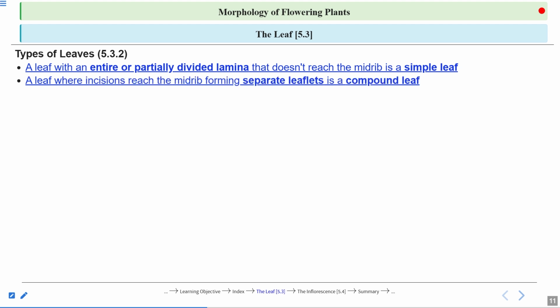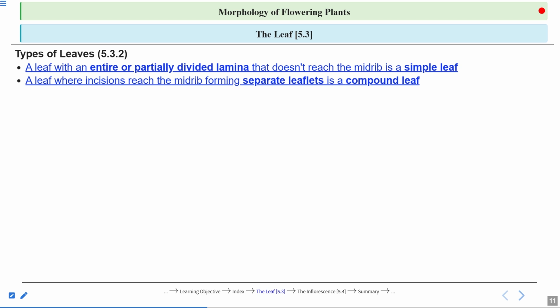Now, what is a compound leaf? A leaf where incisions reach the midrib, forming separate leaflets, is known as a compound leaf. So in a compound leaf, leaflets are present. In a simple leaf, usually a single blade, a single lamina, is present. There is no leaflet. In a compound leaf, leaflets are present because the incisions reach the midrib. In a simple leaf, these incisions may be there, but they don't reach the midrib. In a compound leaf, the incisions reach the midrib, forming separate leaflets.